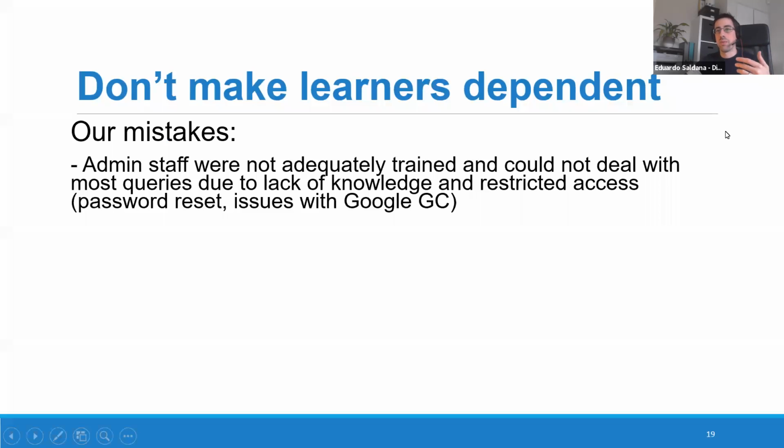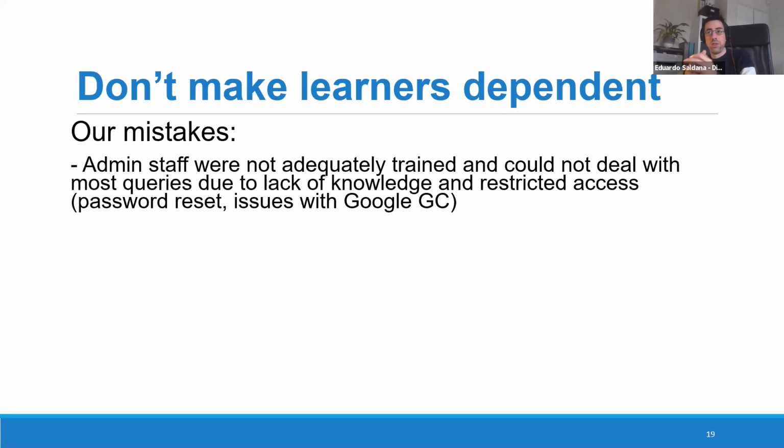Because our mistakes were that the admin staff were not adequately trained and could not deal with most queries due to lack of knowledge and restricted access. Okay. They were working blind, and when learners were ringing our main line to ask for help, they couldn't help because they couldn't see what the learners were talking about. They didn't understand how the platform worked. They didn't understand what the learners were seeing.